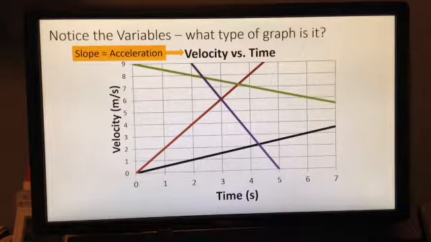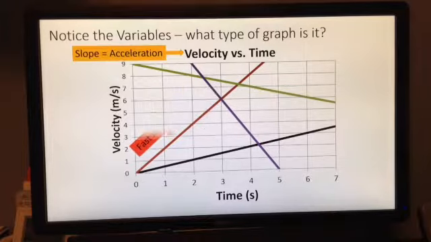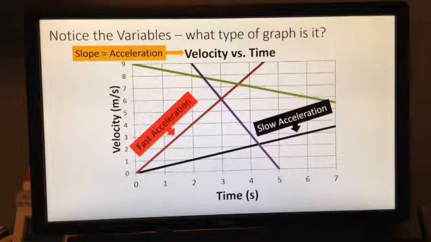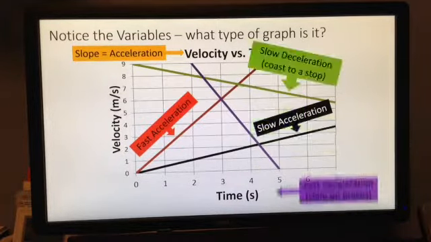Alright, so pay attention to always which type of graph it is. This is velocity versus time, so your slope is equal to acceleration. If you have a positive slope, we're going to have acceleration. Fast acceleration, slow acceleration. What if you have a negative slope? That means it's decelerating.